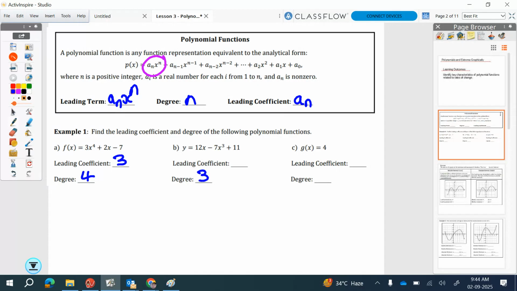And 7. Why is it third degree? Because of the power of 3. It's the highest exponent. The highest exponent. What will the leading coefficient be? This lady here? Excellent. -7.